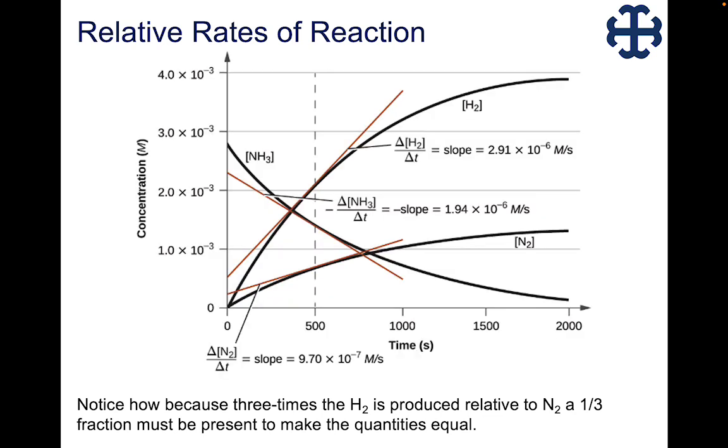And so if we think about this again graphically, we have our reactant here, our NH3, that's going to be decreasing, and then our slope for our change in H2 is going to be approximately 3 times the size of our slope for our concentration in N2, which is just based on our stoichiometry there. And if you multiplied this 9.7 times 10 to the -7th by 3, you would get approximately this 2.9 times 10 to the -6th, which is about a factor of 3 difference there.